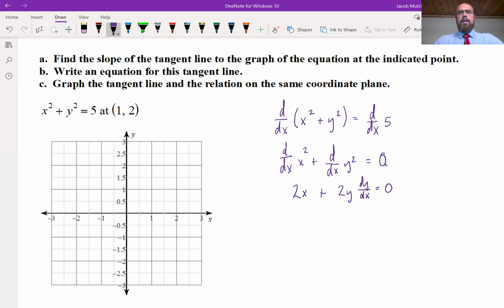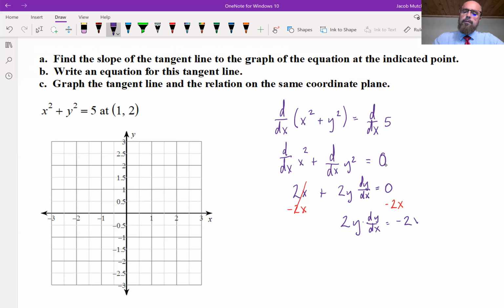So at that point, I've taken the derivative, and I want to now solve for dy/dx, and that'll give me the derivative of this relation. I keep saying function. So I'm going to start off, I want to solve for dy/dx. I'm going to subtract 2x. That'll cancel there on the left, and also subtract from the right. So that'll give us 2y times dy/dx equals negative 2x.